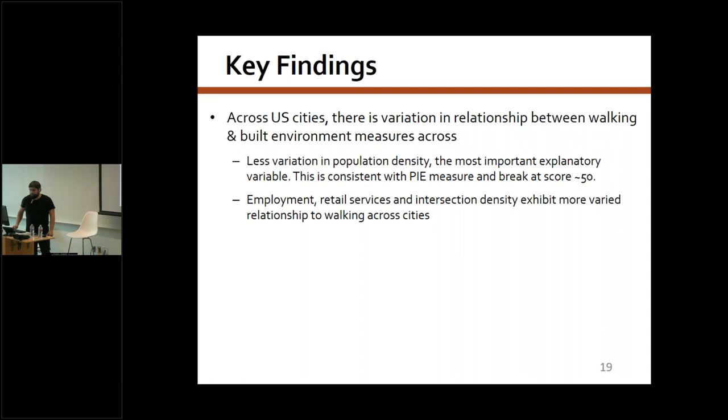So what are the key findings? There's less noise and more explanation from population density in lower density places. We think this is the most important variable, and it's consistent with the PI measure that we have already modeled for Portland. The relationships of walking with employment, retail services, intersection density and even transit are more varied. So we cannot yet understand so well how these variables affect walking.